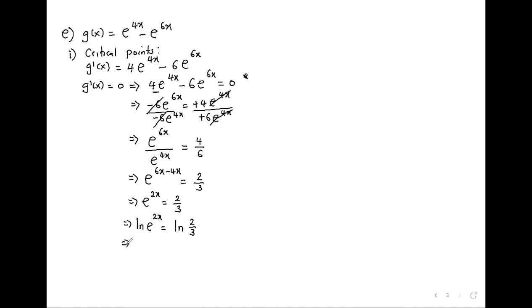We apply ln both sides, so that the 2x can come down, and ln e is 1. And so we get 2x equals ln of 2 over 3. Divide by 2, so we get x is equal to half multiplied by ln of 2 over 3, which you can also write as ln of (2 over 3) to the power half. So this is the x value that we have as a critical value, meaning that we only have one critical point.